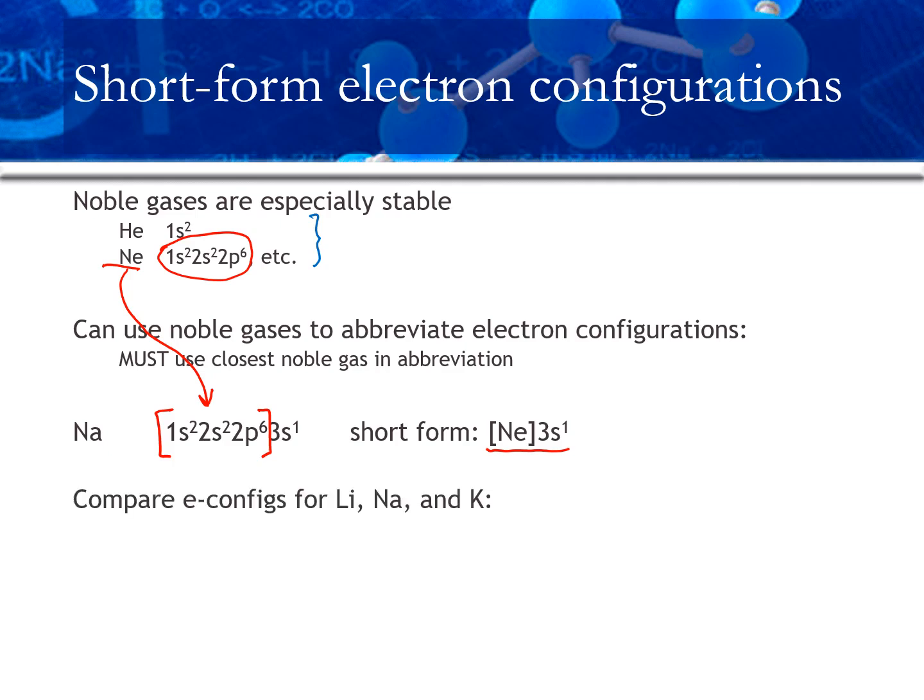So now if we just compare these electron configurations in short form for lithium, sodium, and potassium, we notice something interesting. If we use this short form, all of the outer electron configurations outside of that square bracket bit look kind of the same. 2s1, 3s1, 4s1. This is really the key to the chemical similarity between elements in the same group on the periodic table.